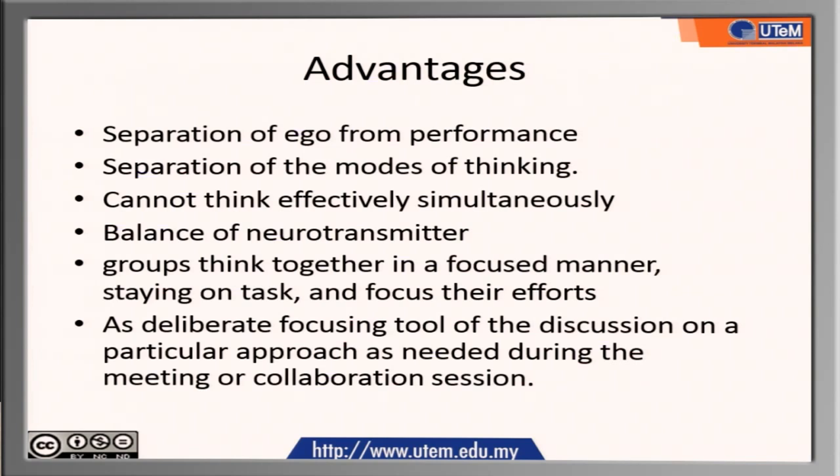Because it goes to the third advantage, because when you try to do everything at one time, you cannot do anything effectively. You might be able to do some, but it won't be as effective as if you devote your full attention to one thing at a time. Why? Because it disturbs the balance of neurotransmitters in your brain.